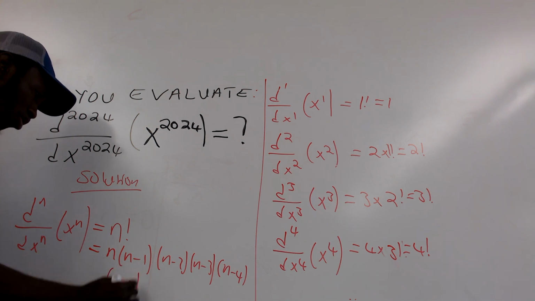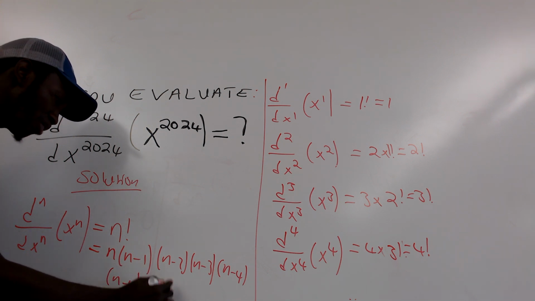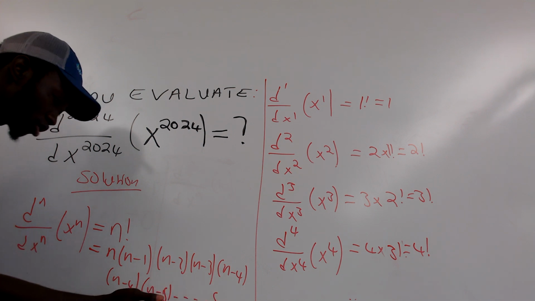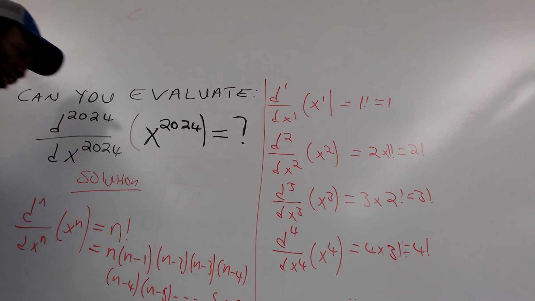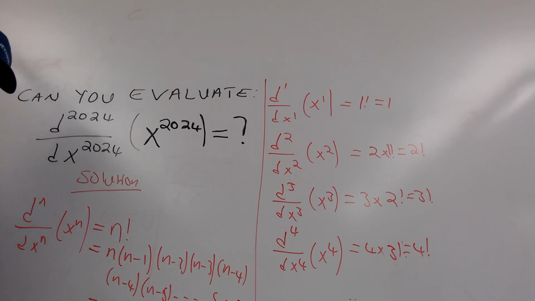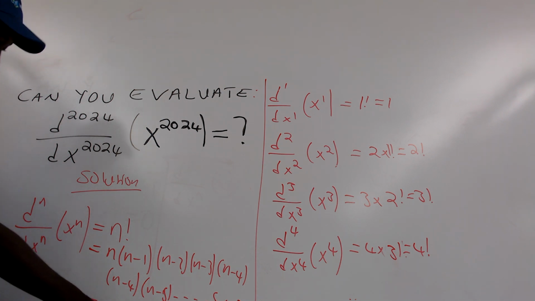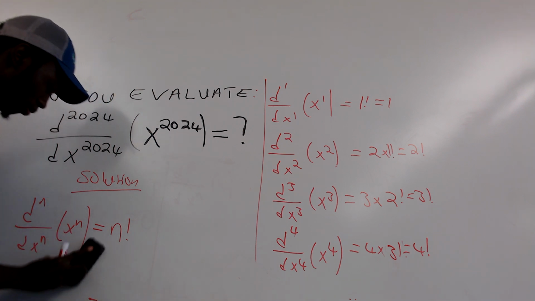N minus 4, n minus 5, and so on. Since we start with 5, it's going to be 5 times 4 times 3 times 2 times 1. You see? So therefore, the evaluation of this value, let's say we write it up there.